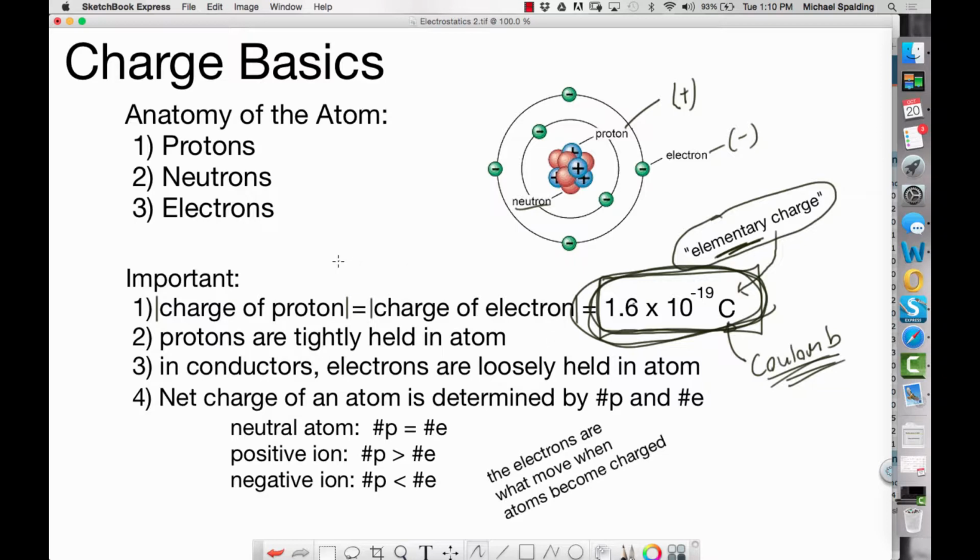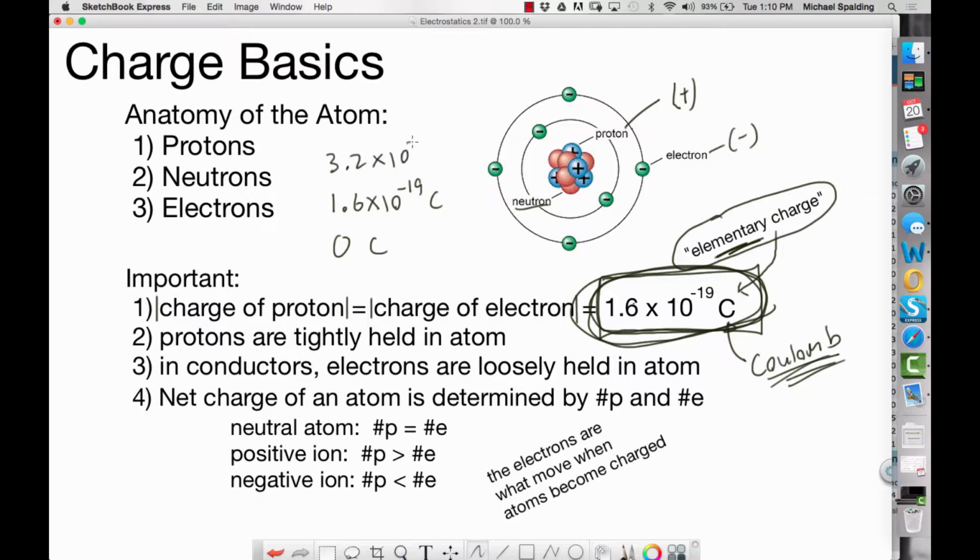So what's the very first possible charge you could have? 0 coulombs. What's the next biggest charge you could have? After 0 coulombs, what's the next biggest? 1.6 times 10 to the negative 19 coulombs. What's the next biggest?